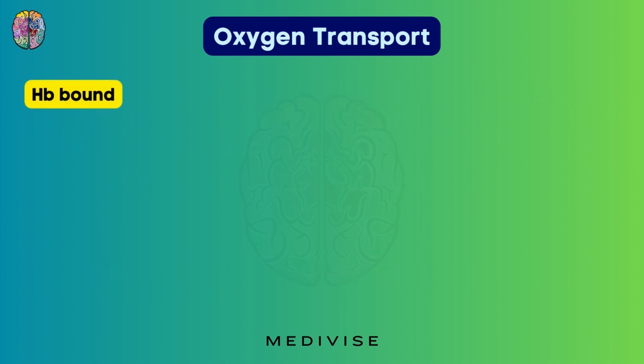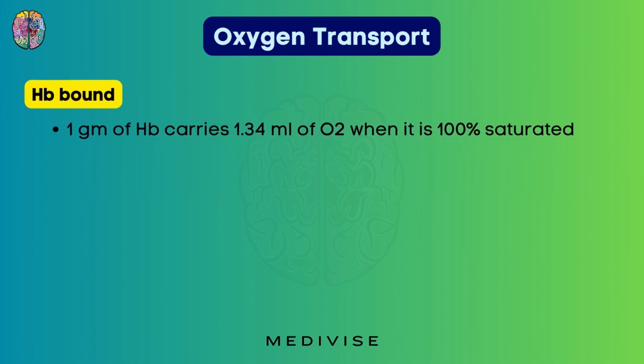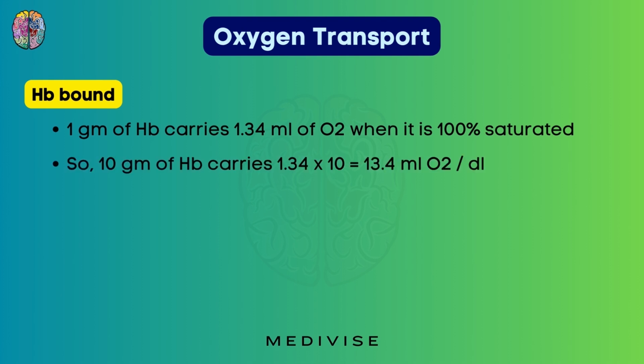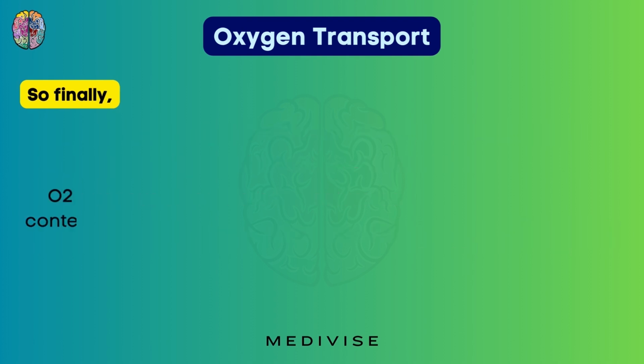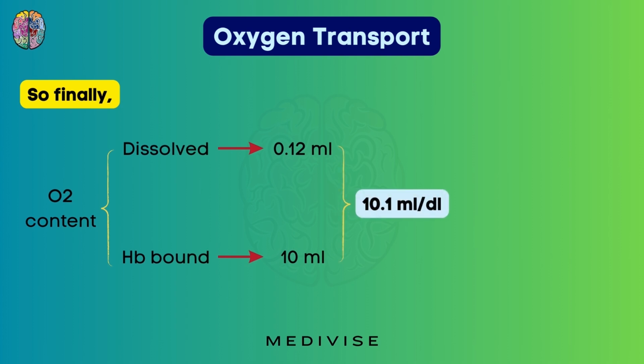Now coming to the hard part, calculating the hemoglobin bound oxygen. We know that 1 gram of hemoglobin carries 1.34 ml of oxygen when it is 100% saturated. Now this person is anemic, so the person has a lesser amount of hemoglobin. In fact, it is mentioned in the question, 10 grams. So 10 grams of hemoglobin would carry 1.34 times 10, 13.4 ml of oxygen per deciliter. But we have to make one more correction. Since the question is asking about the oxygen content in venous blood, we know that in venous blood the hemoglobin is 75% saturated. So when it is 75% saturated, the hemoglobin bound oxygen will not be 13.4 ml, it will be 10 ml per deciliter. Finally, we have both the dissolved oxygen and the hemoglobin bound oxygen, and after adding them, we get a value of 10.1 ml per deciliter, and this is our answer.